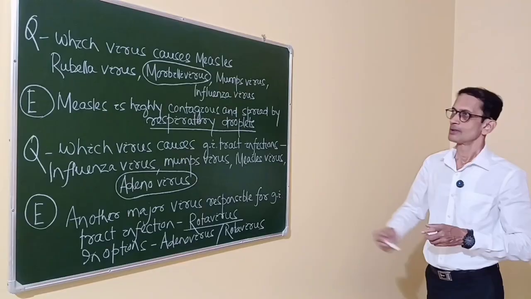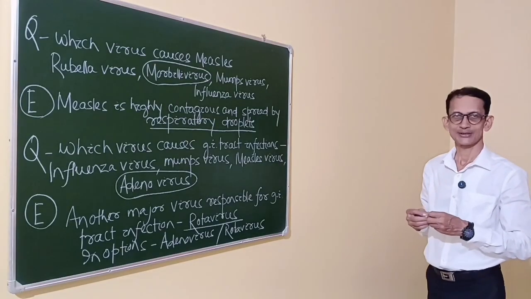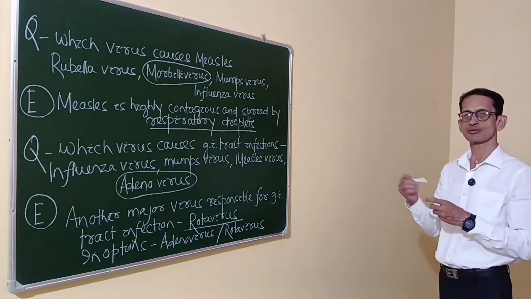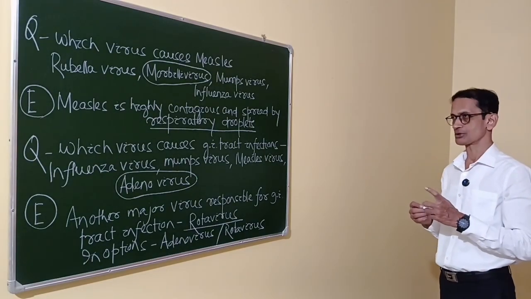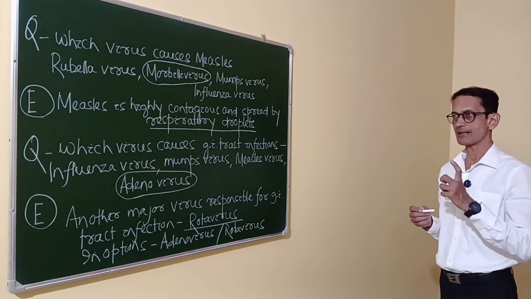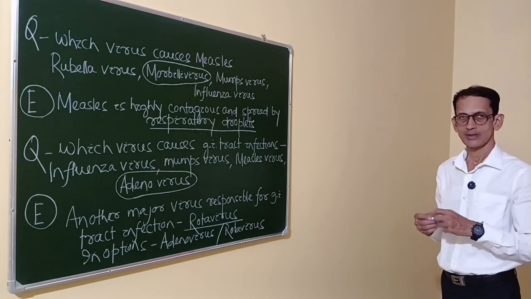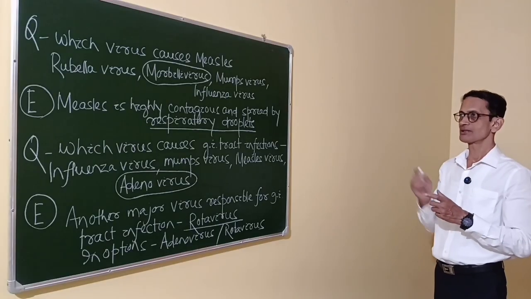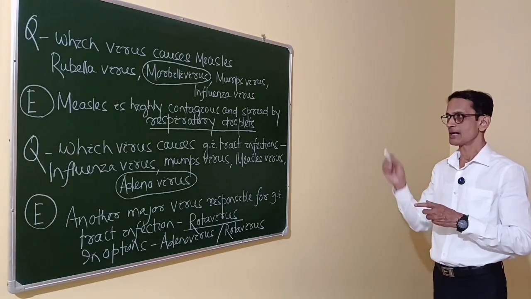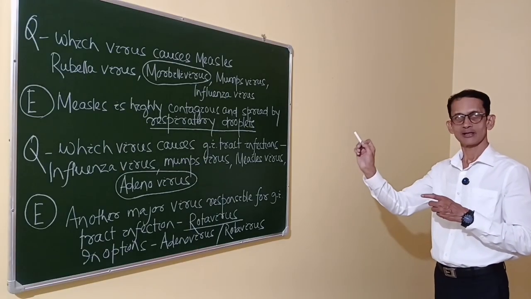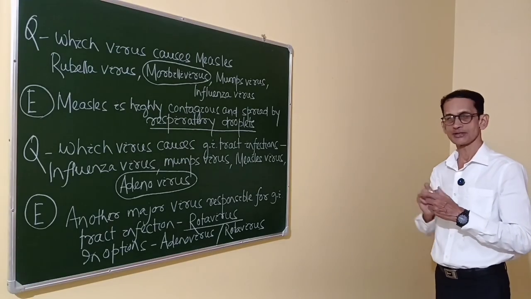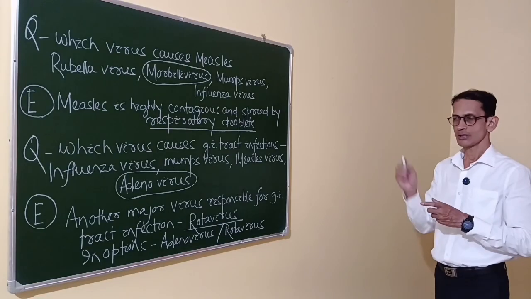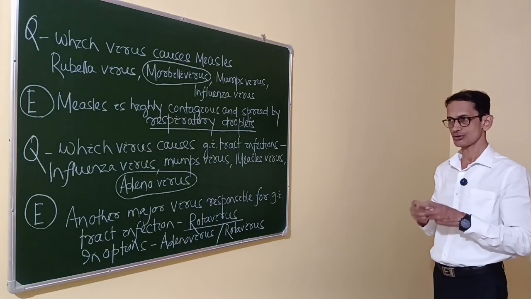The next question: which virus causes measles? Options: rubella virus, morbillivirus, mumps virus, and influenza virus. The choice is morbillivirus that causes measles. Guys, look at the explanation here. Very important. Measles is highly contagious and spread by respiratory droplets. Underline this.